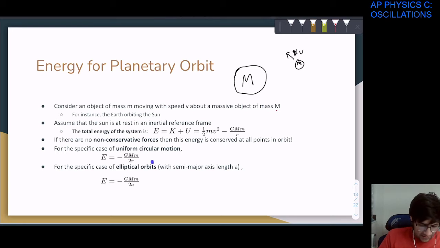Now, there are 2 formulas that we'll give. So one is that if you have uniform circular motion, the total energy is going to be this: minus GMm over 2R. And for elliptical orbits, and remember that the semi-major axis is this over here, A, the total energy is going to be the same thing, except we divide by 2 times A, where A is the semi-major axis.